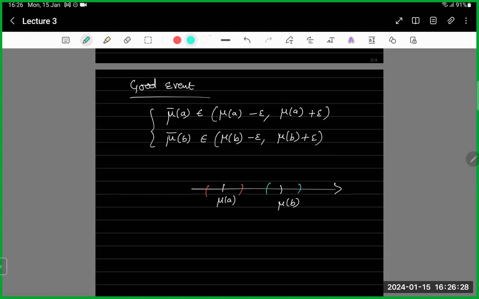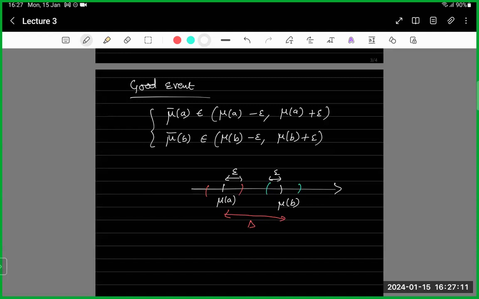And what is delta here? Delta is the difference between the two. What was delta of A? Delta of A is the suboptimality of arm A. Here I'm just calling it delta because there is only one arm which is suboptimal. So delta is mu B minus mu A. Now what are these intervals? This is epsilon, and this is also epsilon. Correct?